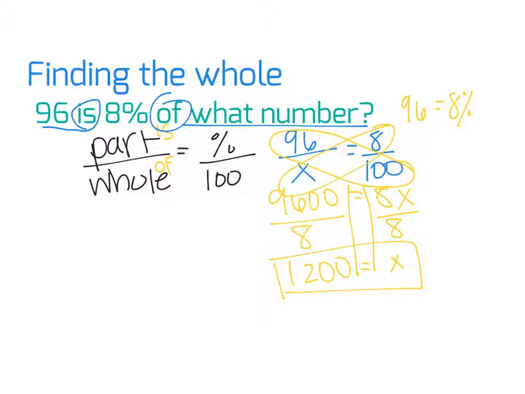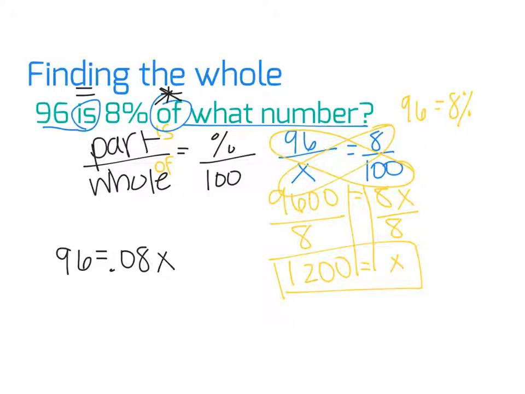as your final answer. For this, once again, if you wanted to set it up as an equation, you could totally do that. Remember, is signifies equal, of is going to signify multiplication, and then you would have 96 equals 8%. Got to change that either into a decimal or a fraction. I'm going to go ahead and change it into a decimal. You can do whichever one you prefer. Times what number? I don't know what that is. So I'm just going to put a nice little variable x right there.